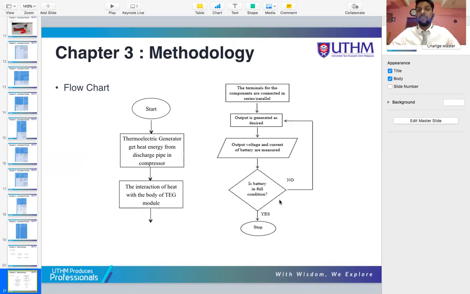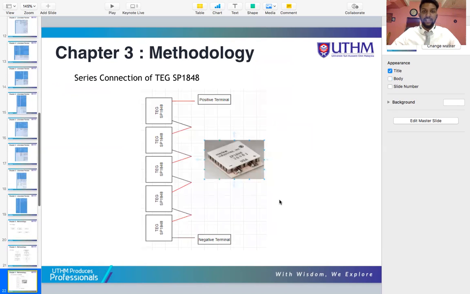Next is the terminals for the components, which are connected in series or parallel. Next, the output is generated as desired. Next, the decision: the output voltage and current of the battery are measured. If the battery is in full condition, then this will stop my process. If it's not, then it will continue back to the output is generated as desired, and will continue until my battery is fully charged.